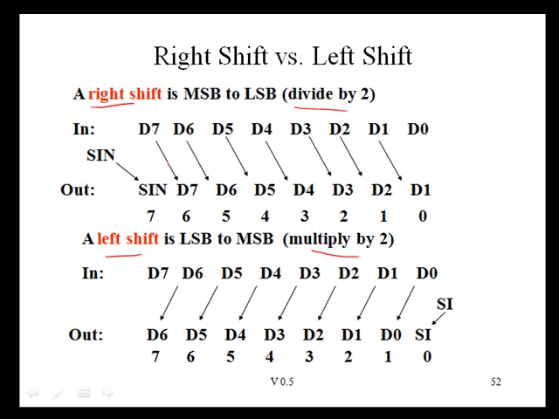For a right shift, D7 is going to move to the 6-bit position, D6 is going to move to the bit position number 5, and so forth. For the most significant bit, we're going to have an external input called shift in that will move and occupy this position. What happens to this bit in the right shift? It simply falls out the end and is lost. A left shift moves the opposite direction. Shift in data will occupy the least significant bit, while the most significant bit here will be shifted out and lost.